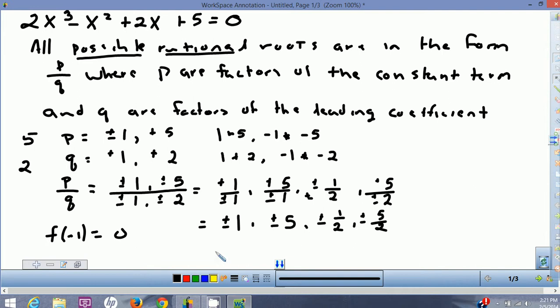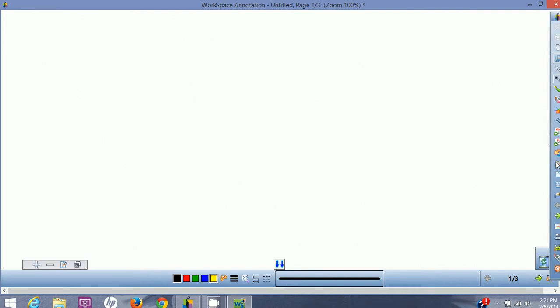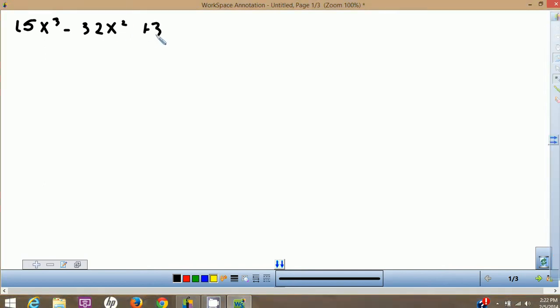All right, so let's look at one more example of this, and let's use a polynomial that's going to have a longer list so that you can see what happens and how we verify which one of these we're going to use. Let's use the polynomial function 15x cubed minus 32x squared plus 3x plus 2 equals 0.